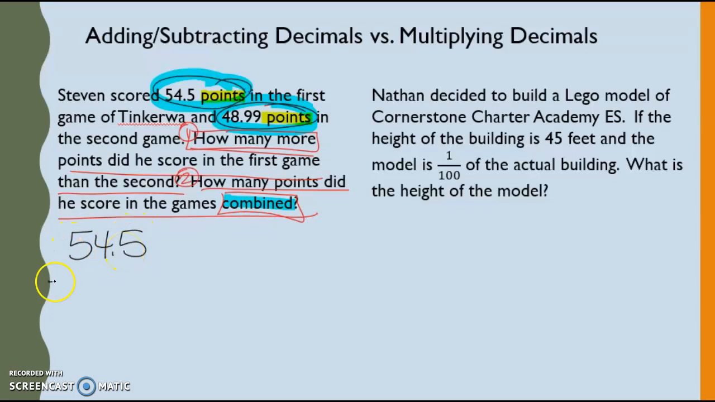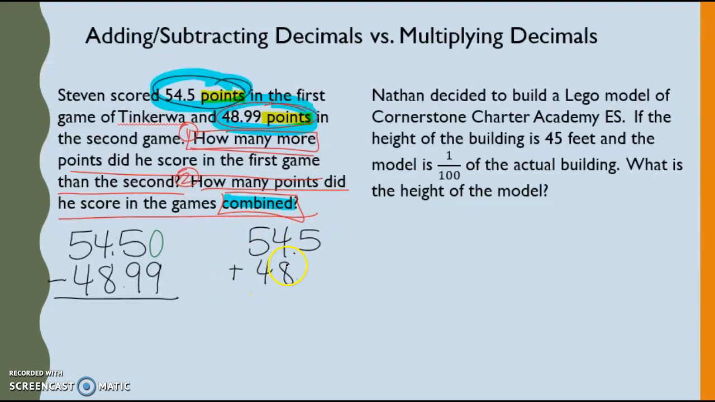54.5 minus 48.99. And I'm going to put a placeholder here to make it easier for me to subtract. Then I have 54.5 plus 48.99, and I'm going to put a placeholder there again as well. I'm going to need to regroup, so I'm going to take a tenth and move it over to the hundredths. So I'll have 10 hundredths. 10 minus 9 is 1.